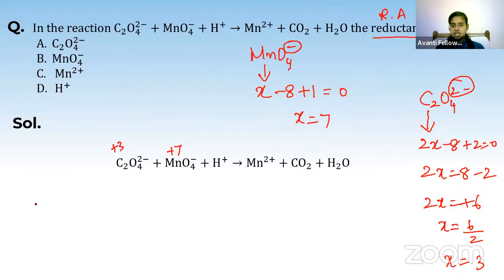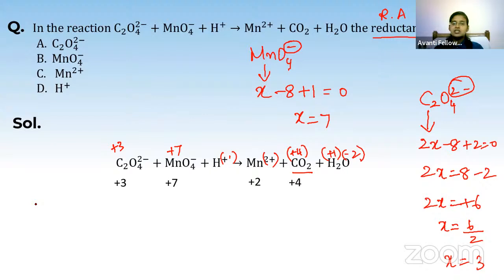For H plus, it is +1. And here for manganese, it is +2. And here if you calculate for carbon dioxide, for carbon, it will be +4. That's all. Okay, and for hydrogen, it is +1. For oxygen, it is -2. Okay, so for carbon, +3, manganese +7, and manganese in product side is +2, and carbon in product side is +4. So now you observe the oxidation number of carbon. It is moving from +3 to +4.